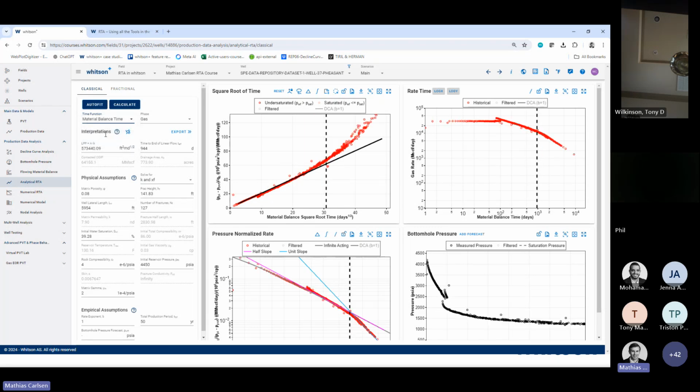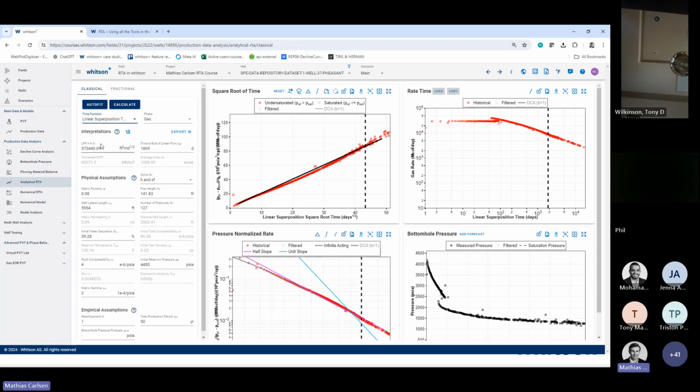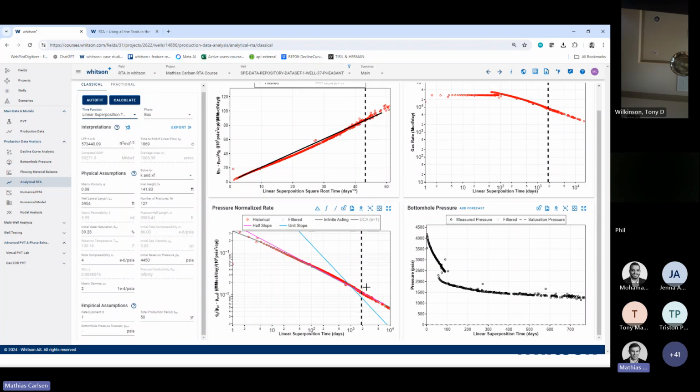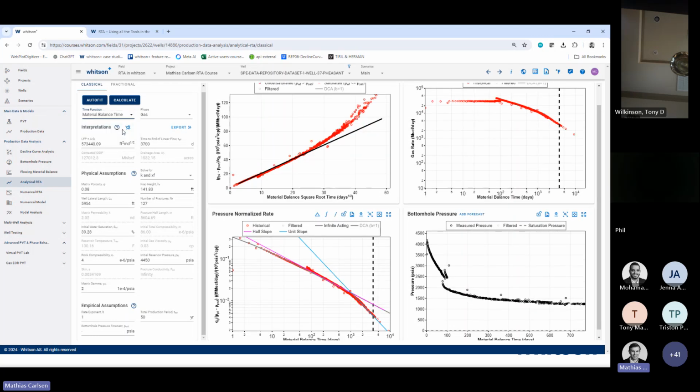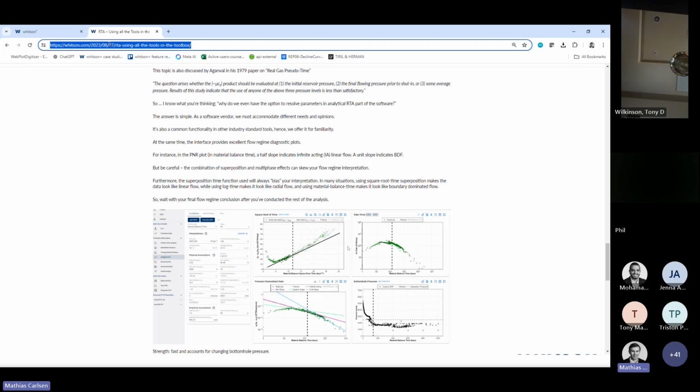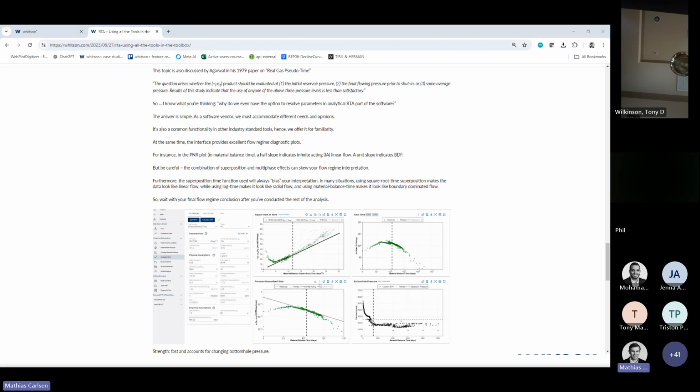Material balance time will take all the bad data and put them on a unit slope, while with linear time, you see it here, you're assuming that you're in linear flow, so it looks much more linear. So it looks like we're in linear flow the whole time. All this data, just because I changed the superposition time function, moved from this unit slope up to this half slope. I think everybody sees that. And that's something that I think is a little bit under-communicated, and it's just something I wanted you guys to be aware of. There's more information about that in that article, and I can send that article in the chat for those that are interested in that piece.